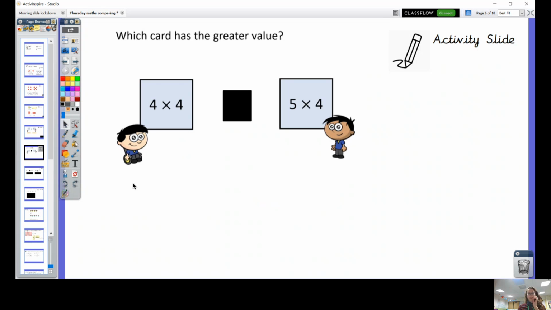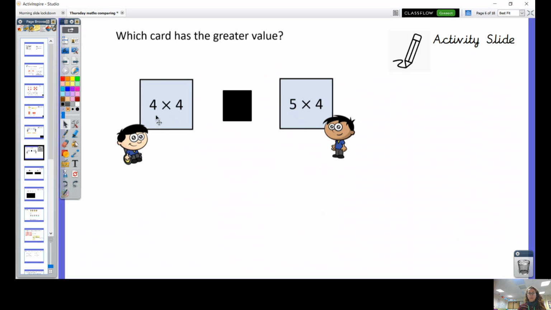Okay, this is your activity slide. I'd like you to pick up your pencil. I'd like you to think about which card has the greater value here. So jot down those two number sentences and the comparing symbol in between that's most appropriate for these calculations. Do that now.